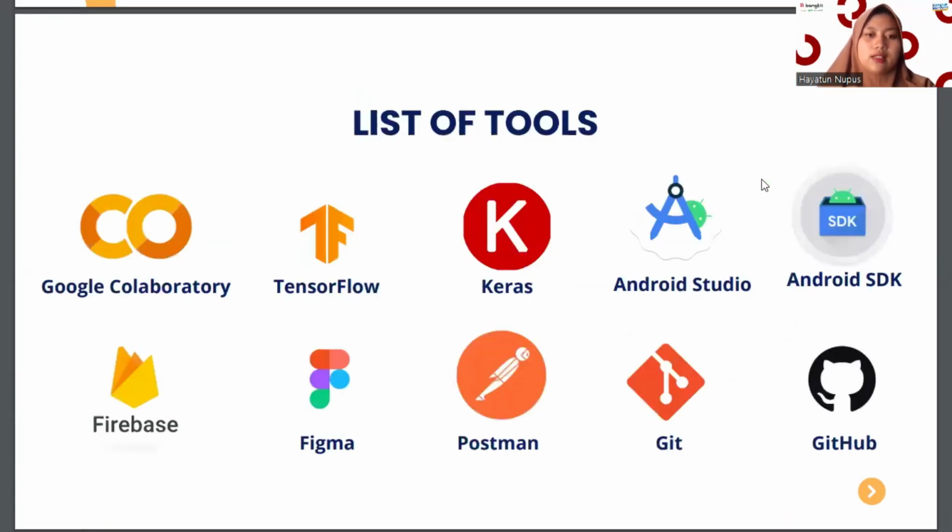Implementation. The development of this application involved various tools. Google Colaboratory for model development, TensorFlow and Keras for model training, Android Studio and Android SDK for app development, Firebase for authentication and storage, Figma for UI design, Postman for API testing, and Git and GitHub for code management.